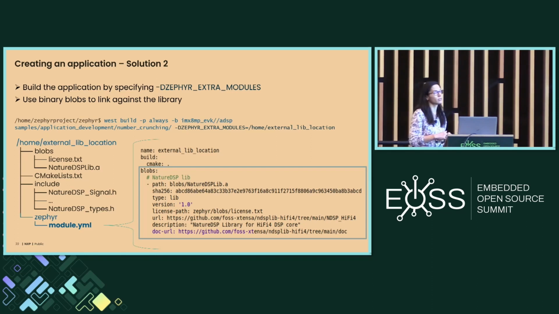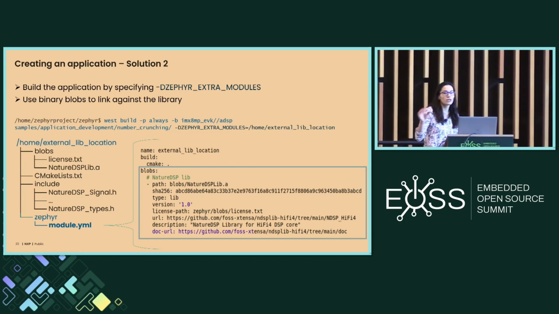relative to our external module. We have a SHA. This is used to verify that the binary blob is valid. We have the type. There are two types supported right now in Zephyr. Okay, the version, the license path is very important. We have to have a license for that binary blob. The binary blob usually has a proprietary license, and we need to have that.